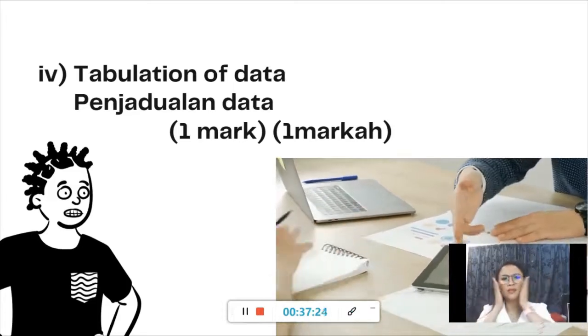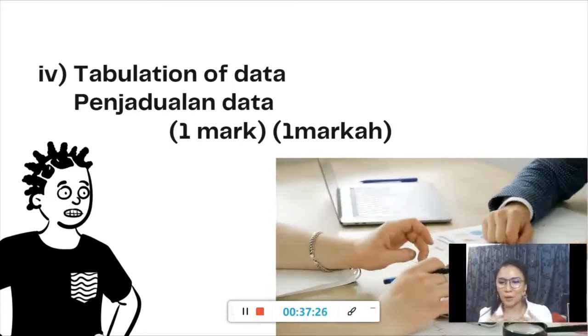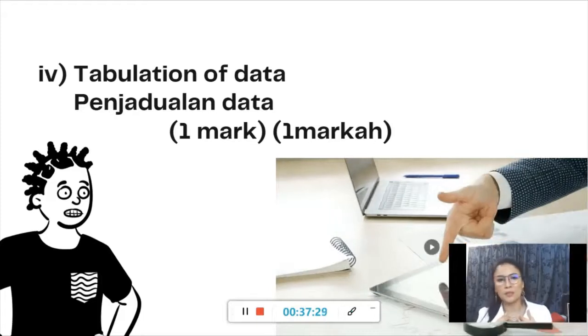For tabulation of data, the problem I always see with my students is that they don't know what this question is asking about. I don't know why. In BM, penjadualan data means lukislah satu jadual untuk rekodkan semua keputusan eksperimen ini. But tabulation of data, in other words, means table. Draw a table. Your table will have 2 columns. The first column is your manipulated variable. The second column will be the responding variable.